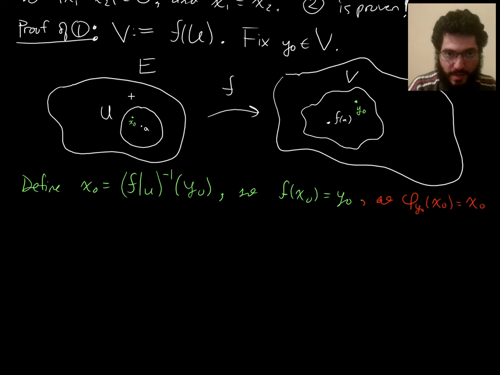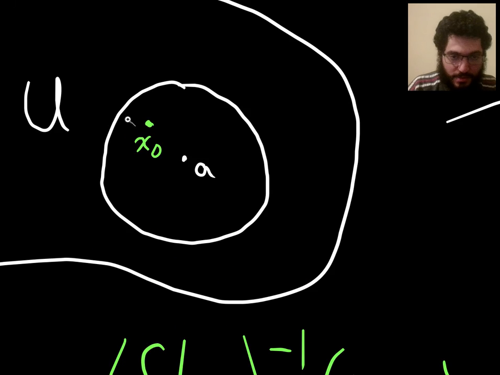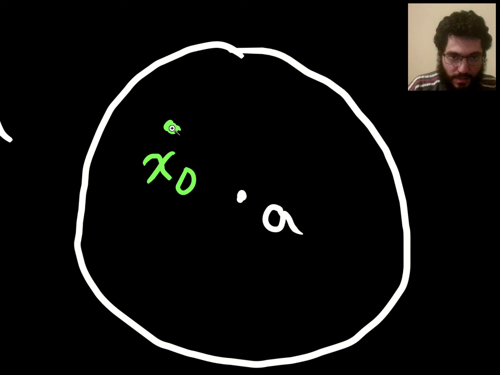And phi sub y naught is a map from this space here into itself, so from E to R^n. And phi sub y naught fixes this green point here. So it sends the green point to the green point, and other points it might move around. Let me zoom in here on the picture. So this green dot x naught here is a fixed point for phi sub y naught.